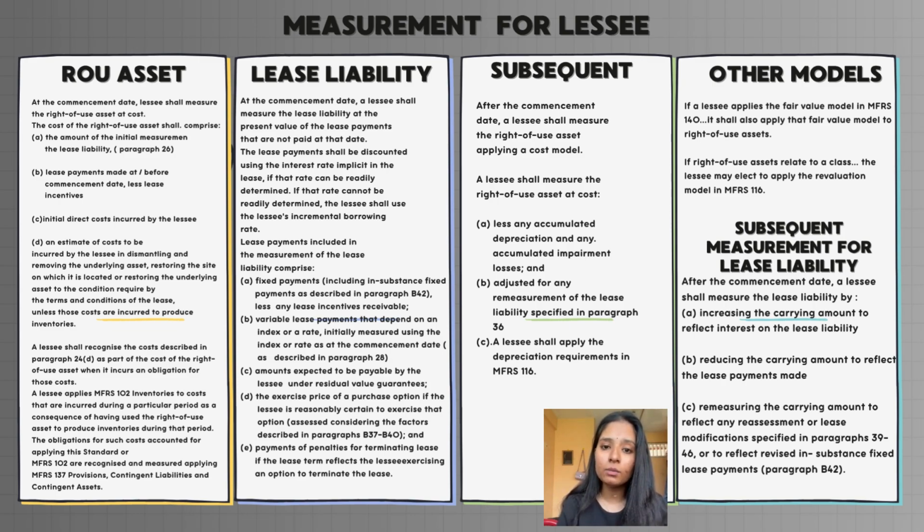Number 4 will be other models of measurement. In some cases, if the lessee applies the fair value model under MFRS 140 for investment property, they must also apply the fair value model to the ROU asset. Similarly, if the ROU asset relates to a class of property measured under the revaluation model in MFRS 116, the lessee may choose to apply that model as well. So here, the measurement basis for the ROU asset depends on how the related class of asset is treated under the relevant accounting standard.